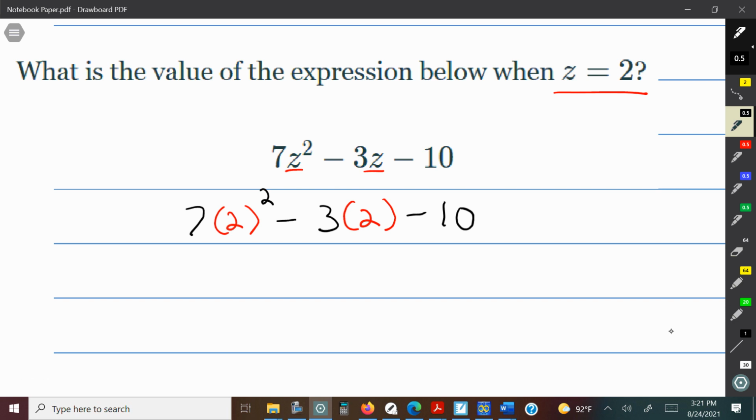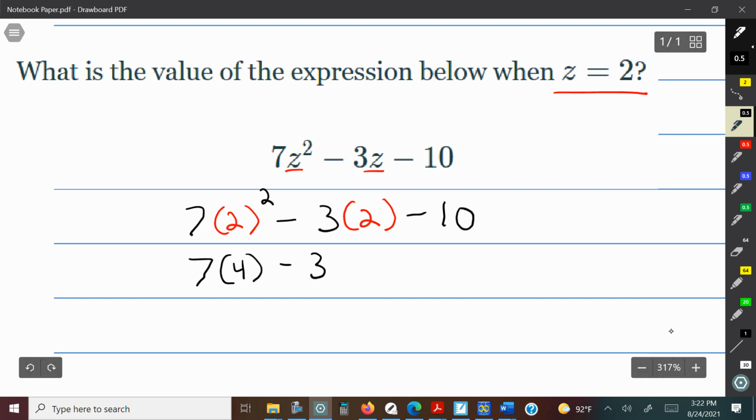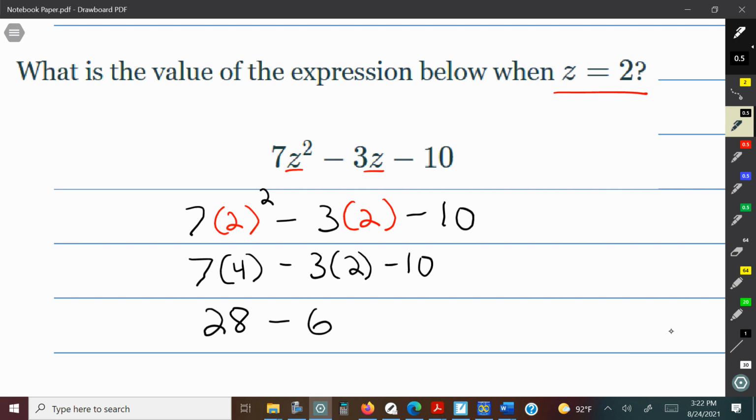All right, so now I'm gonna work right across the board here, and I'm going to first do this exponent. Okay, that's gonna get me 7 times 2 raised to the second, which is 4, minus 3 times 2 minus 10. And the only thing I did was the 2 squared. Just did the exponents. Now I'm going to do the multiplication. So 7 times 4 is 28, minus 3 times 2, which is 6, minus 10.